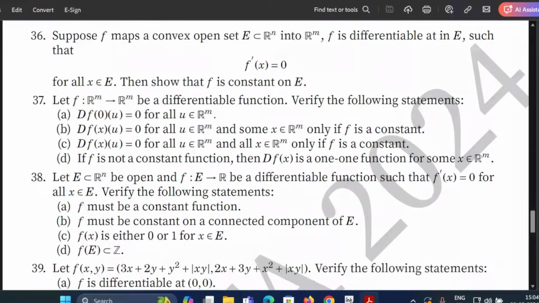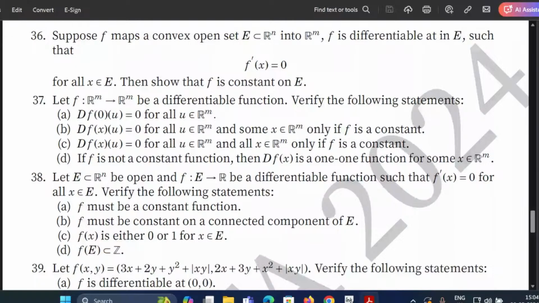What about non-convex sets? For a non-convex set, you can define a function whose derivative is 0, but we cannot necessarily say that it will be a constant function. We'll discuss this in question number 38. Okay, we'll discuss the same thing he said.